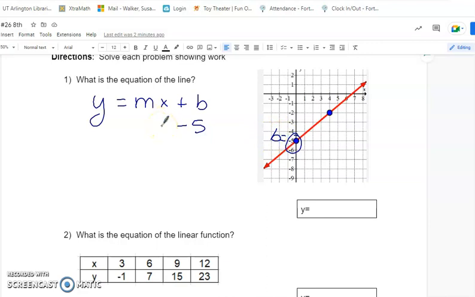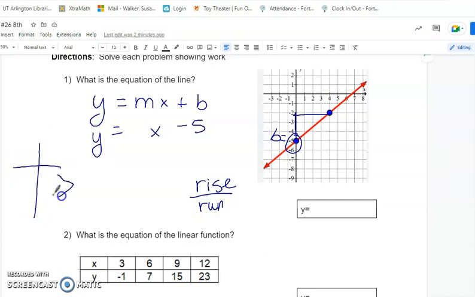Your job is to remember y and x stay the same, and I want you to count the rise and the run. That's your m. If you don't understand that, then write the points, make a table, and do delta y over delta x, okay?